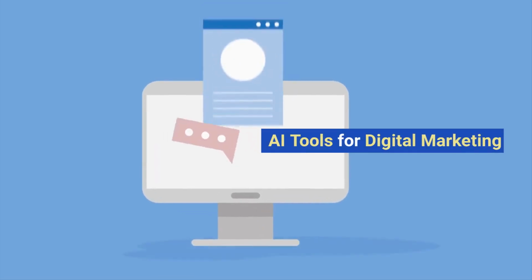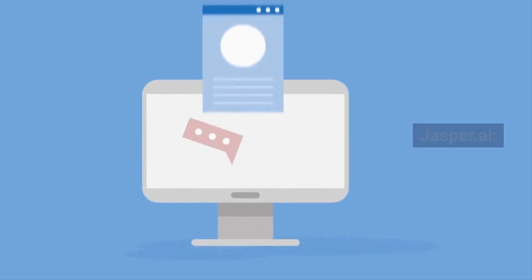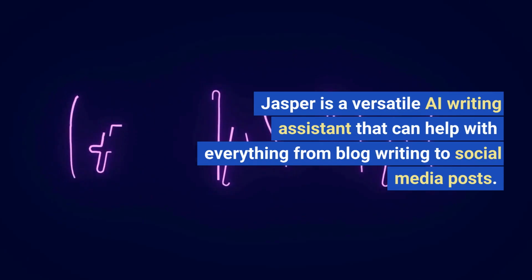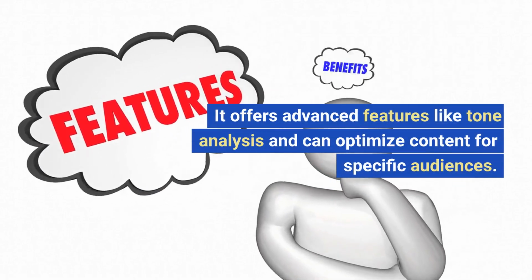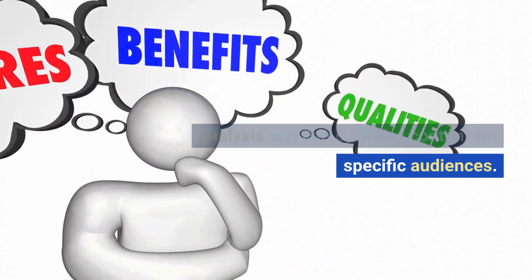AI tools for digital marketing. Jasper.ai. Jasper is a versatile AI writing assistant that can help with everything from blog writing to social media posts. It offers advanced features like tone analysis and can optimize content for specific audiences.